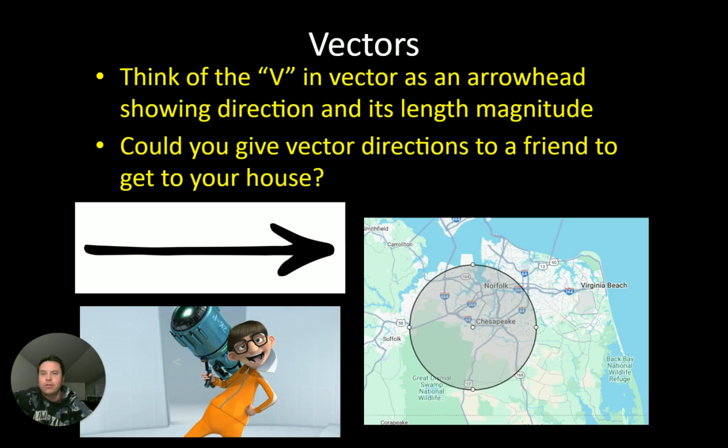Think of the V in vector as an arrowhead showing direction. So the direction the arrow points is the direction it's going. In this case it's going to the right or east, or you could say positive, negative, that kind of thing. And again, its length will indicate its size.